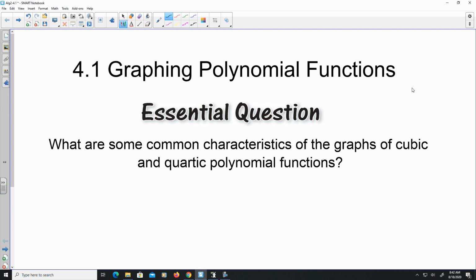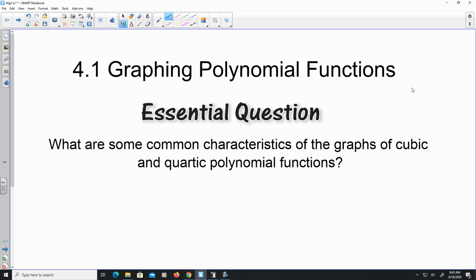Today we're going to look at section 4.1 where we're going to be graphing polynomial functions. In this course, each lesson has an essential question, and through the lessons we're going to try to answer that essential question. In this case, the essential question for this lesson is, what are some common characteristics of graphs of cubic and quartic polynomial functions?